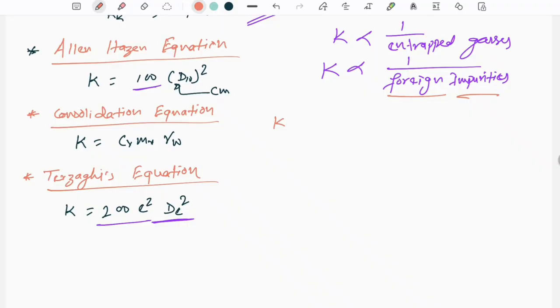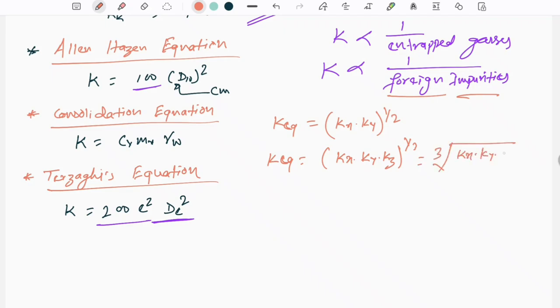As we already discussed, K equivalent in case of two dimensions is Kx into Ky to the power 1 by 2, that is root under Kx into Ky. Similarly, in three directions, K equivalent is equal to Kx into Ky into Kz raised to 1 by 3, or you can say the cubic root of Kx, Ky and Kz.